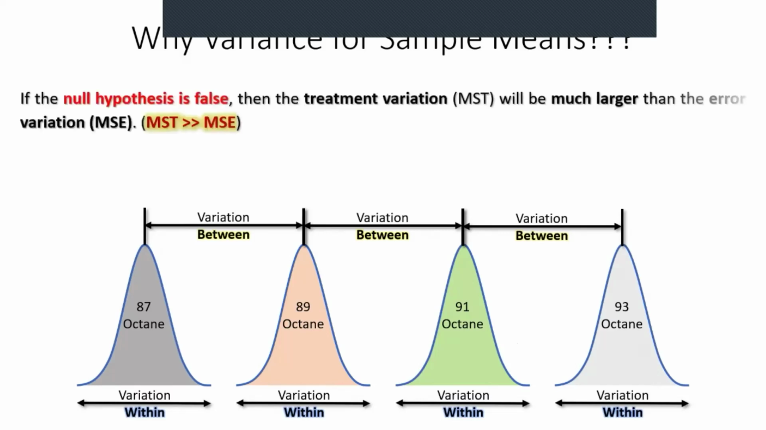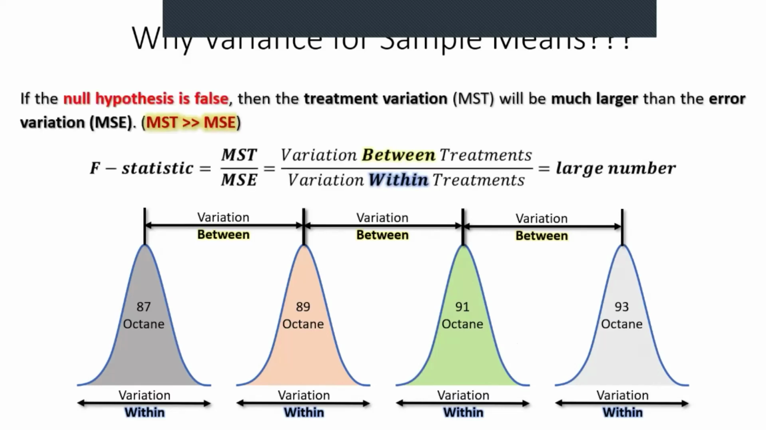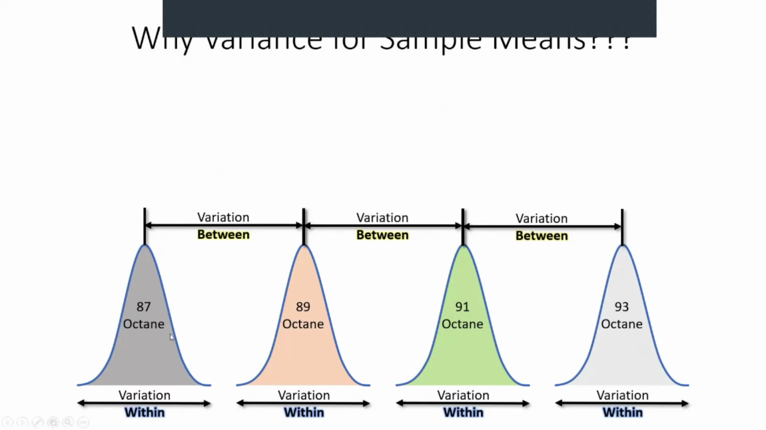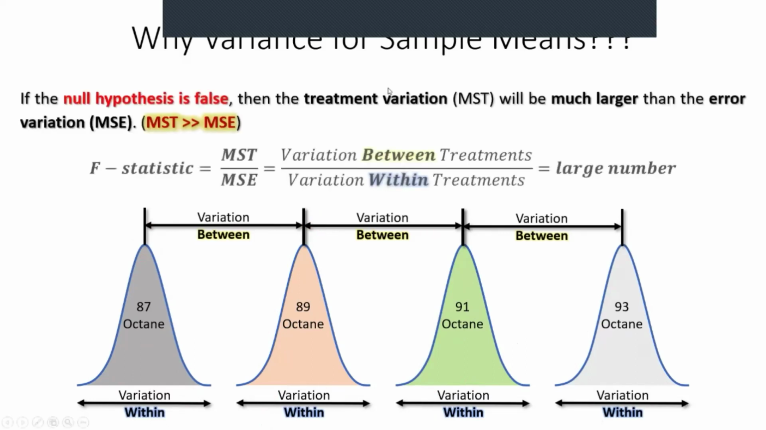Make sense? And I want to relate this data back to the null and the alternative hypothesis. So if we go back here, we have 87 octane gas, 89, 91, and 93 octane. And again, there are two different ways to estimate variation. We can calculate variation based on variation within each treatment group, and we can also look at the variation between the treatment groups. Now, in this particular example, we already know the null hypothesis is false. We know that changing octane gas changes the horsepower, okay?